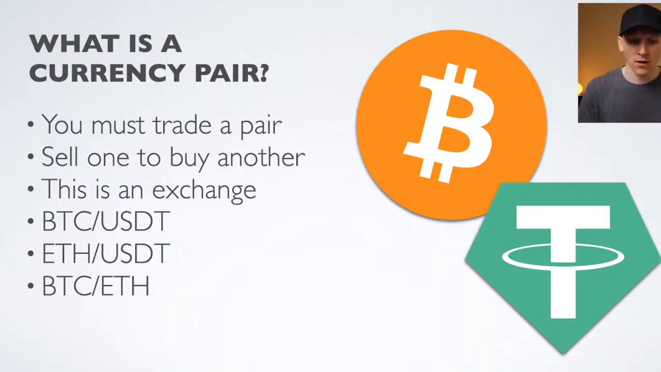This is how we read a currency pair. You have BTC against US dollar tether. ETH is Ethereum, so Ethereum against US dollar tether. So you know this trading pair is Ethereum and US dollar tether. And then you have other currency pairs like Bitcoin, Ethereum. So if you just want to trade them directly, you can trade Bitcoin and Ethereum. This is how it will look.